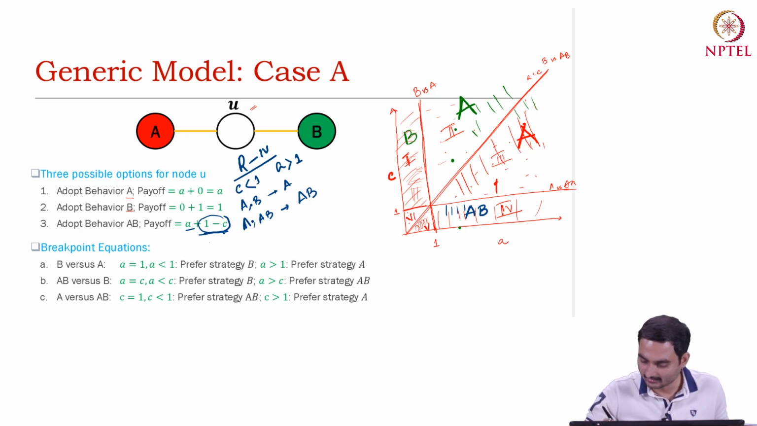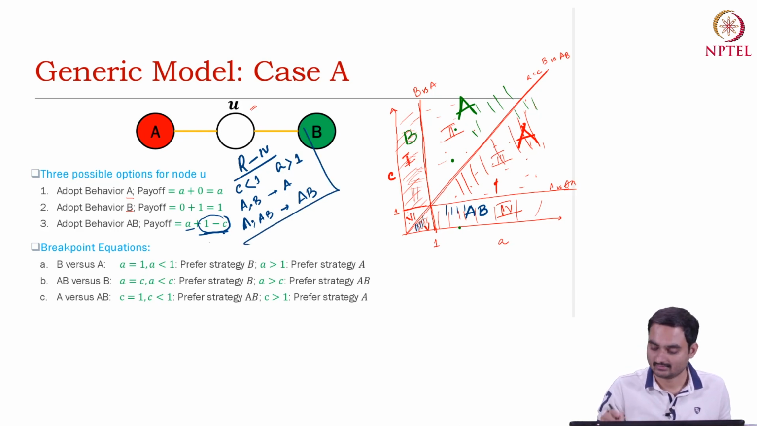Similarly, if you look at this part, I am not deriving it, it is the same thing. What would happen in this part? In this part, A is less than 1 and C is also less than 1. You will see and realize that this would also be AB, and this would be B if you calculate in the same manner.